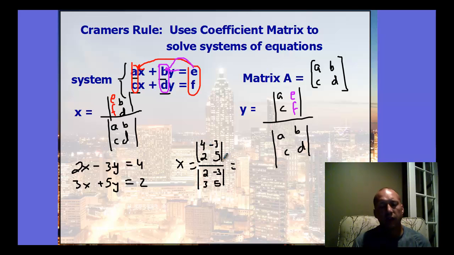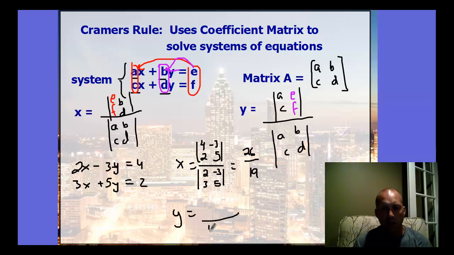So the downward diagonal, 20, minus the upward diagonal, negative 6. So 20 minus negative 6 is 26. Downward diagonal, 10, minus a negative 9, so 19. So it'll be 26/19 is what x is. So even though the answer is really nasty, Cramer's rule helps us find it efficiently.